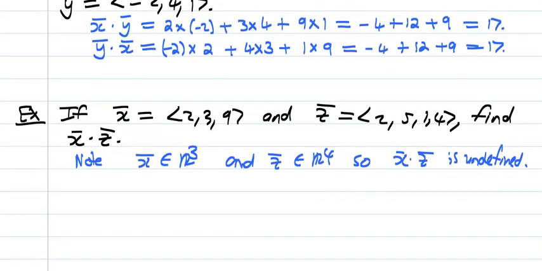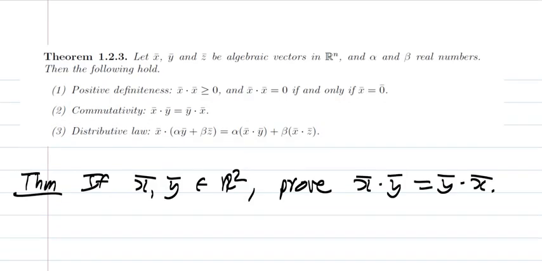Alright? So quite easy. So now we know what dot product is. So the next thing is we want to know some properties of dot product. Alright? And the important ones are captured in Theorem 1.2.3. So let x, y, and z be algebraic vectors in Rn. So they're unknown n-dimensional vectors. And alpha and beta are real numbers. So we have the following properties.